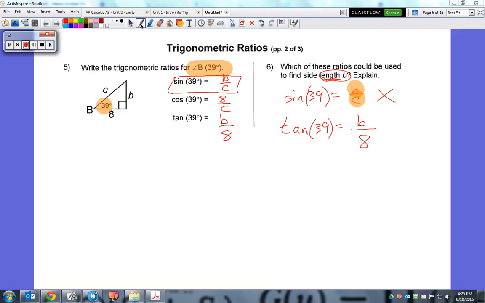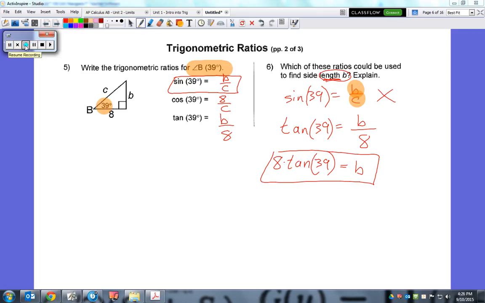Then I can just multiply both sides by 8. That's just basic algebra skills. So 8 times the tangent of 39 would equal b. And this would give you an actual numeric answer. You can put it in your calculator, or you can just leave it like this as far as an answer. If it did say calculator and round to 3 decimal places, this is what we would do.